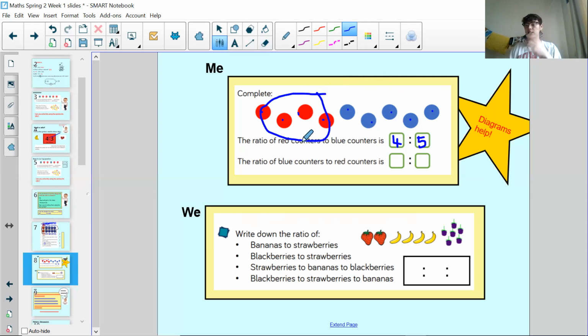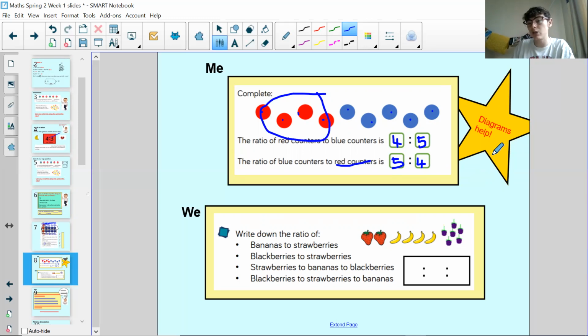Okay, so now it's asking it for the other way around. The ratio of blue counters to red counters now. So I'll put the 5 blue counters there at the front because that's what it's asked for first. And then to red counters. So then I'll put the 4 in here. So it's 5 to 4. So the ratio of red counters to blue counters is 4 to 5. And the ratio of blue counters to red counters is 5 to 4. Okay, so it's just the opposite.